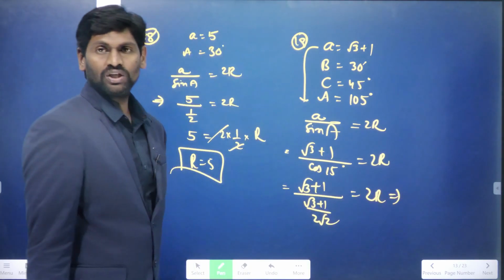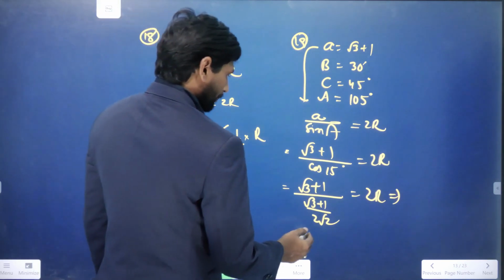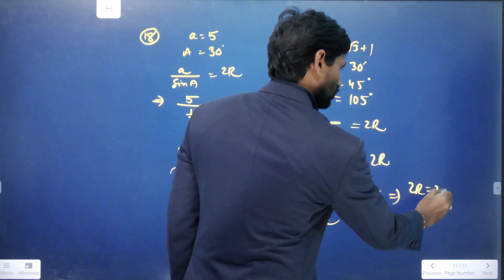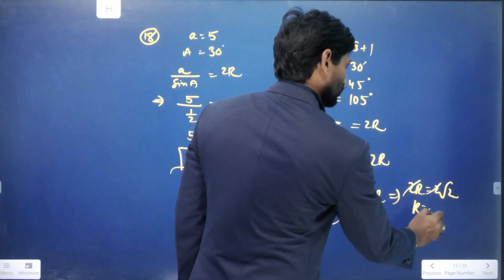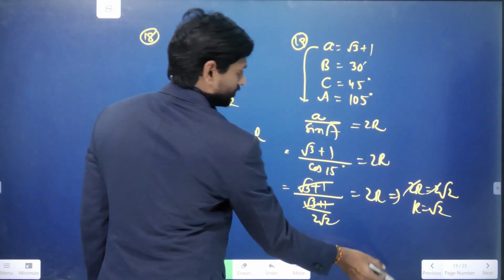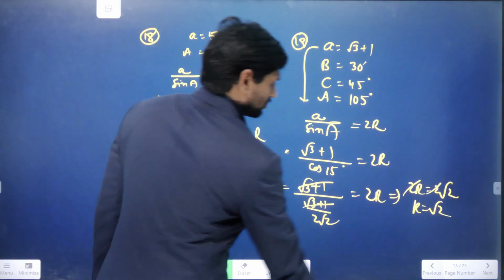So let us find the 2R value by using this. Cross-multiplying to the numerator, this will cancel. That means 2R is equal to 2 root 2. R value is root 2. Okay? R value is root 2.